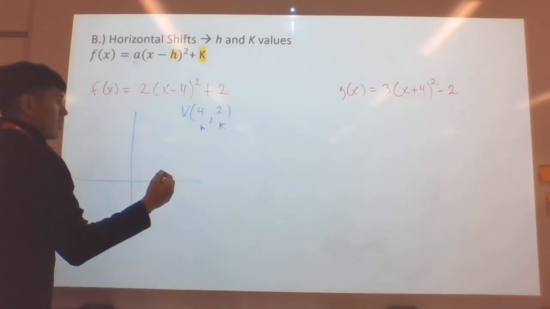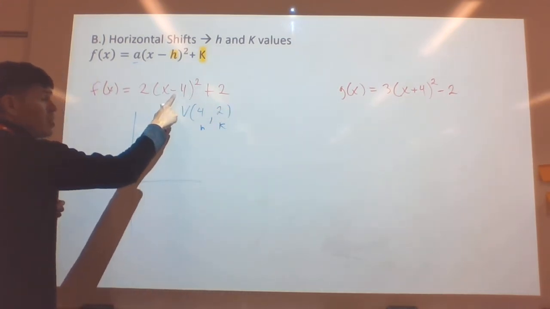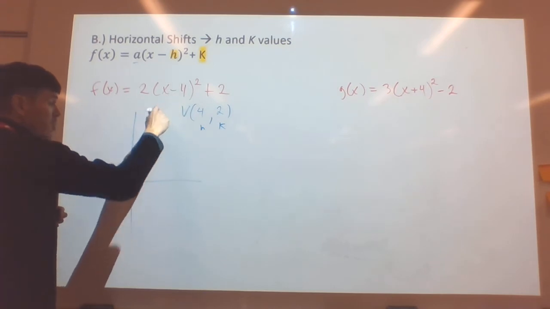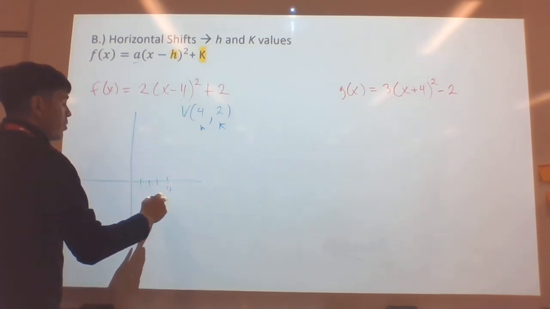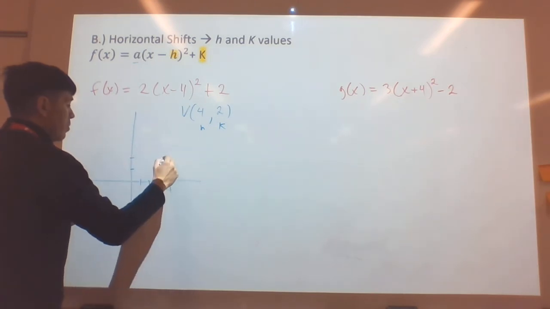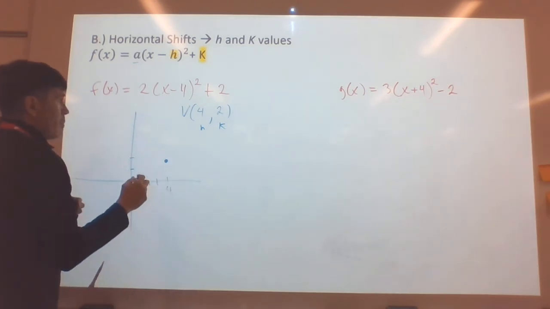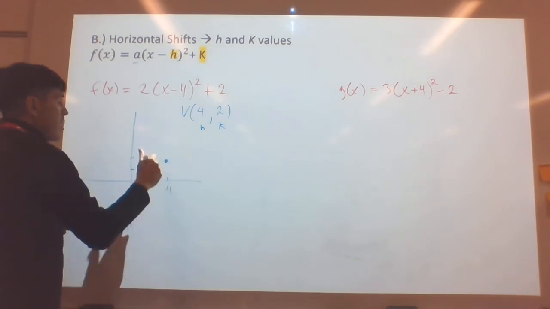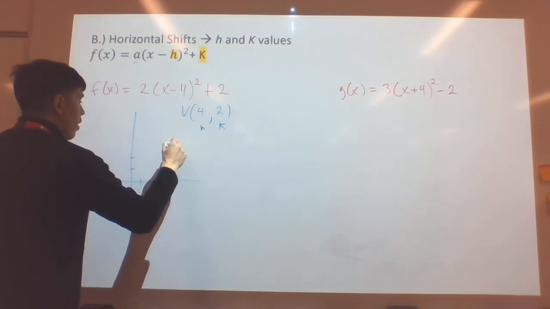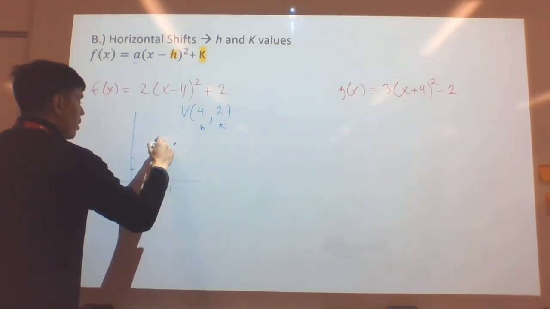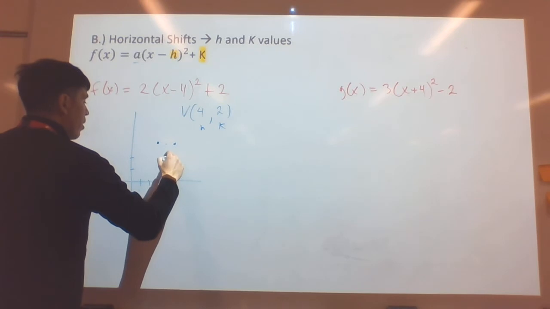So where's my vertex? I said we're always going to move in the opposite direction. So if it's minus 4, we're going to go 1, 2, 3, 4, and we're going to go up 2, 1, 2. So we're going to be here. My a value is 2, meaning I'm going to go up. I'm going to go up 1, 2, and then over 1. Up 2, over 1. And you just go ahead and graph.